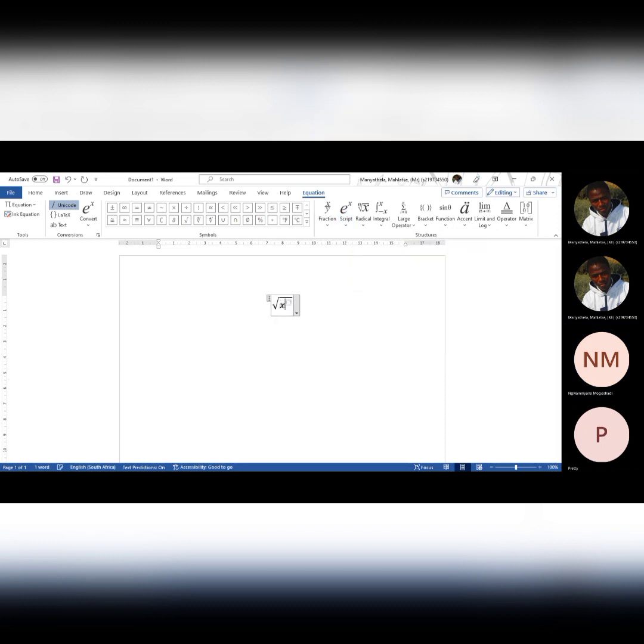Let's do this one. x squared, it's x squared, subtract 5, equal to 2 root x. Okay, let me skip.